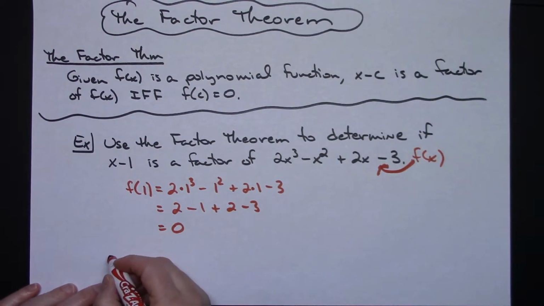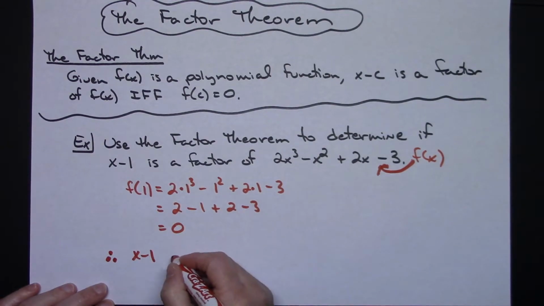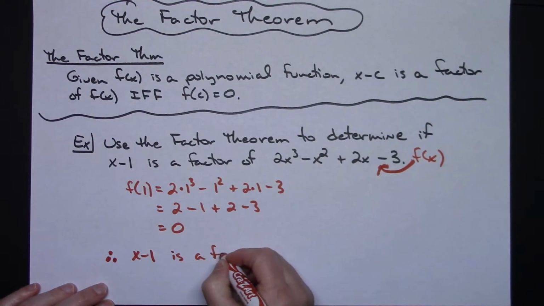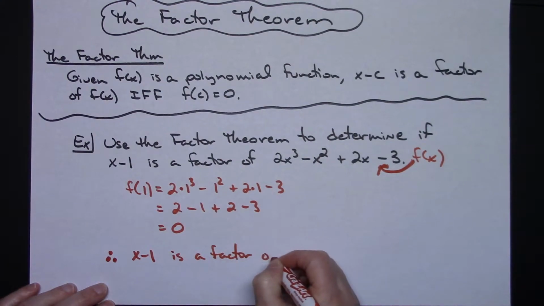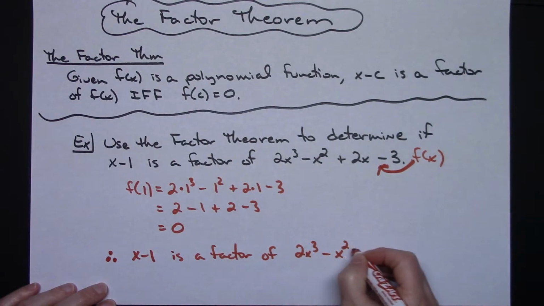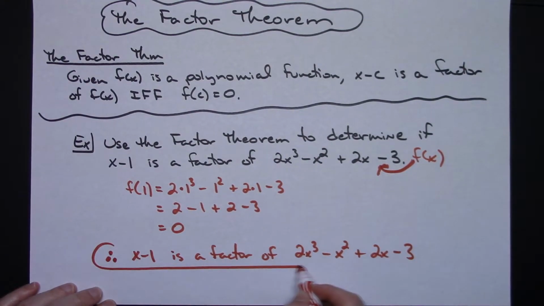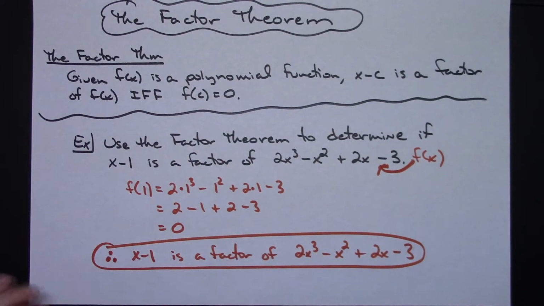Alright, so if we wanted to write a little conclusion here, therefore the binomial x minus 1 is a factor of the polynomial 2x to the third minus x squared plus 2x minus 3. Okay. So in that one, that's the only thing that it really told us to do, so we're not going to continue to factor that.